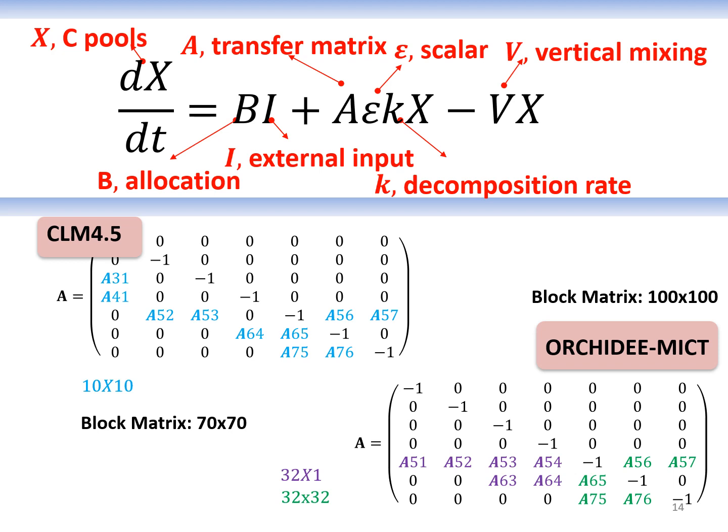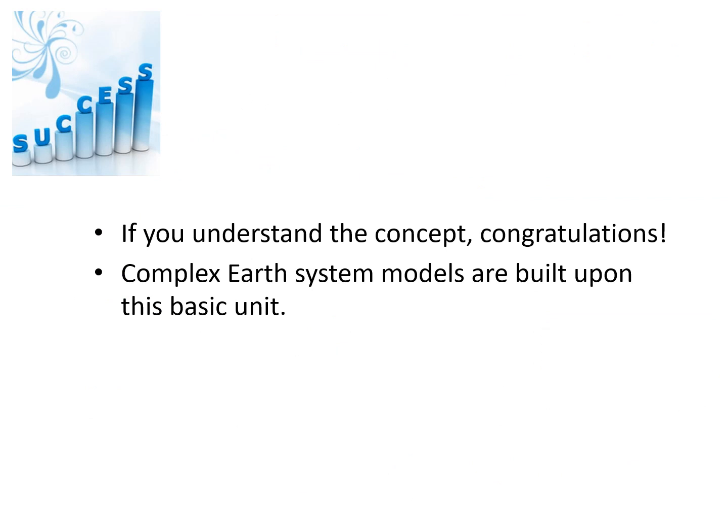The dimension of the CLM 4.5 matrices is 70 by 70, corresponding to 70 organic matter pools, while for the OKD mix, the dimension is 100 by 100. I will talk in more detail about the matrix version of this carbon balance equation tomorrow, so don't worry if you don't understand it here. If you understand the basic concept I introduced here, big congratulations, because those very complex Earth system models are built upon this basic unit step by step.